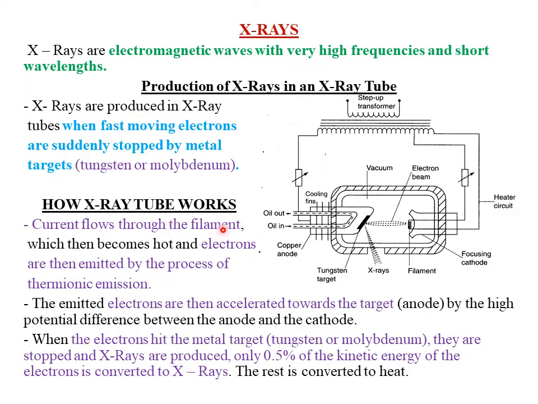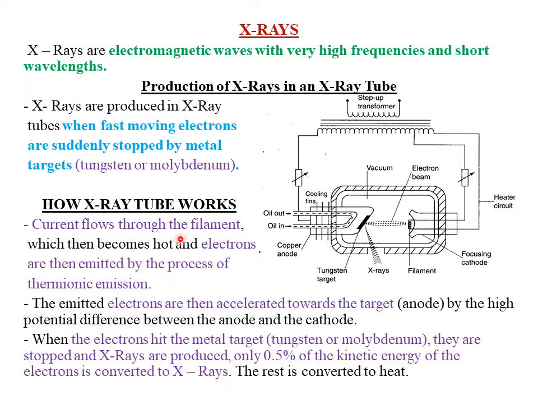So the current flows through the filament. Of course, the filament will convert the electrical energy into heat energy, which then becomes hot, and the electrons are then emitted by the process of thermionic emission. So simply, thermionic emission is the process of producing electrons or ions due to heat. So that is how the heater element is going to help us.